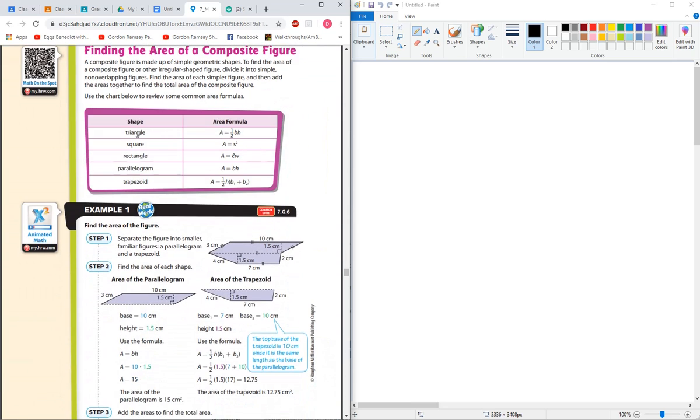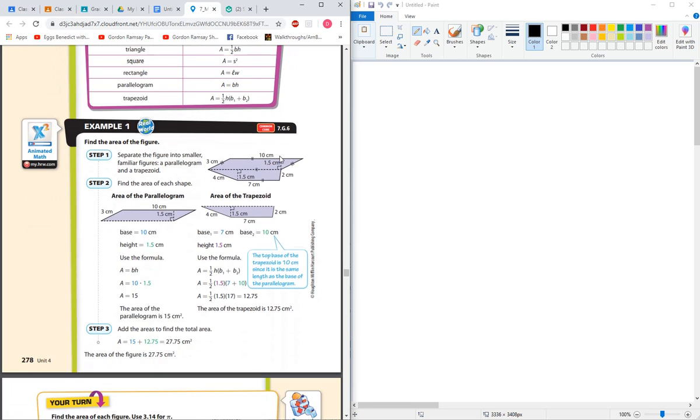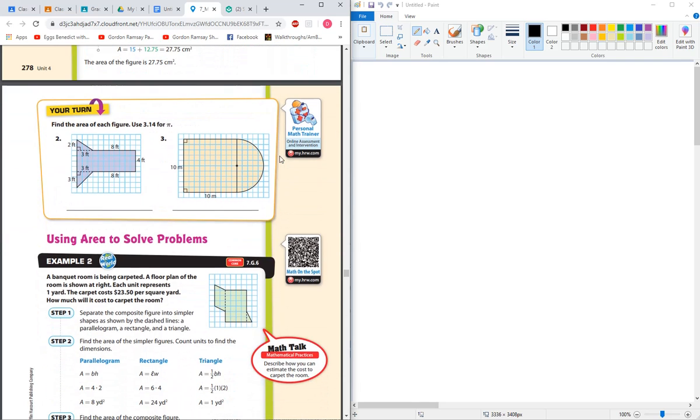So right here, these formulas, you will be expected to know them. There's a lot of them, but you should know about half of them. Now, let's work this one out. Let's do these. So right now, we have a composite figure. We're going to do this one first. So we have a composite figure that looks like this.